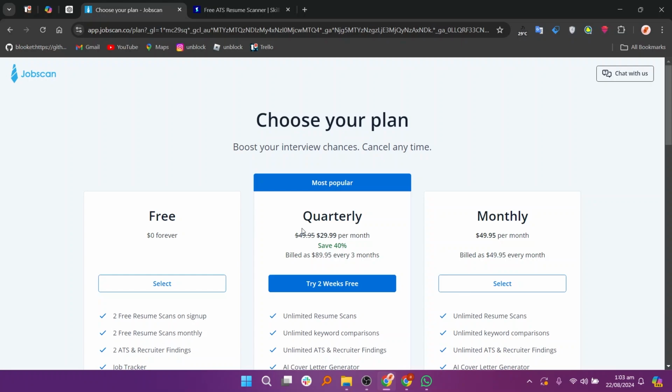If we talk about Jobscan's plans and pricing, there's a free plan, then the quarterly plan at $29.99 per month, and the monthly plan at $49.95 per month.